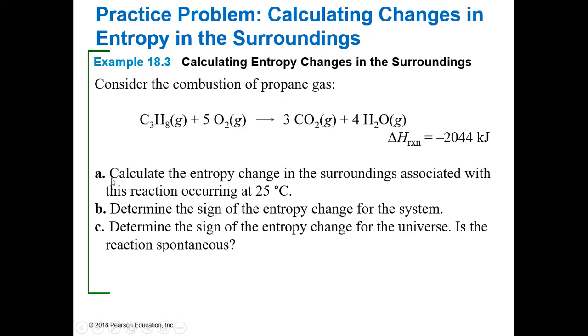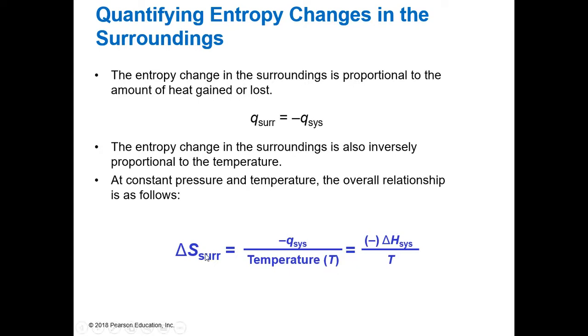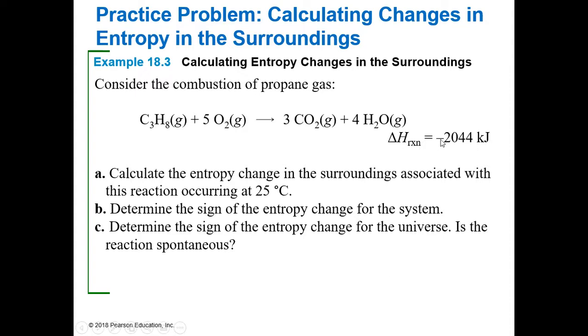So it wants us to calculate the entropy change in the surroundings associated with this reaction, the sign of the entropy change of the system, and the sign of the entropy change of the universe. Is this reaction spontaneous? So A, the entropy change of the surroundings. Let's take a look. What did it tell us? Delta S of our surroundings is equal to negative delta H of our system divided by our temperature. So they gave us delta H of our system, right? Did they give us a temperature? Yeah, they did, 25 degrees Celsius.